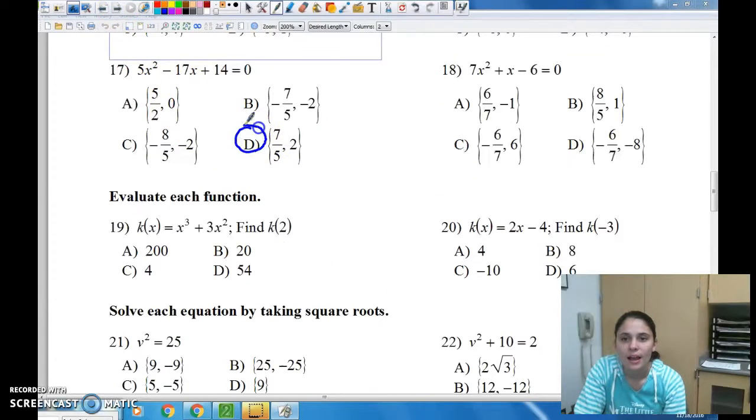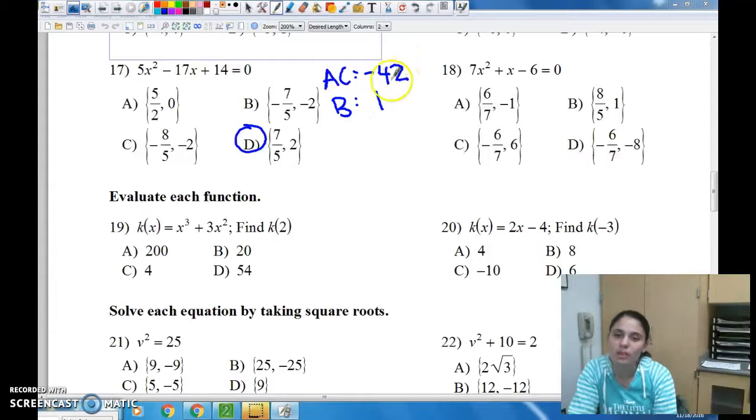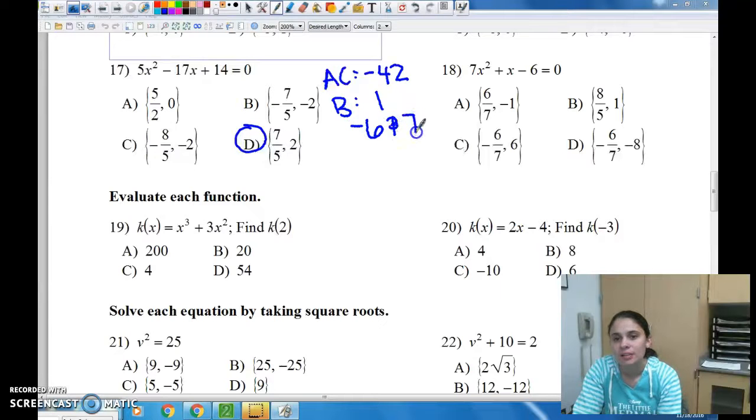And then 18, same idea, so I need my AC, which is 7 times negative 6, so a negative 42, and B is 1. So two numbers that multiply to negative 42 and add to 1 are negative 6 and 7.